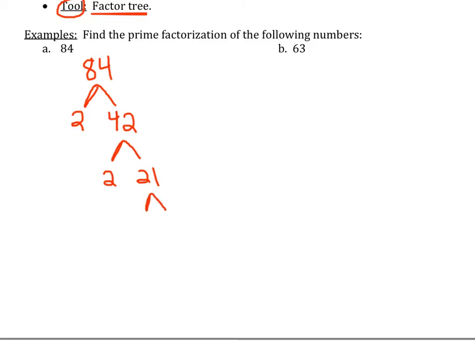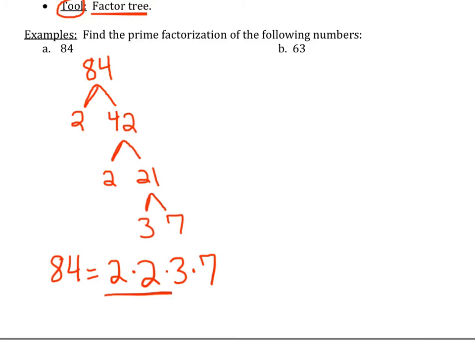Now I'm going to go to 21. Since that's an odd number, 2 does not divide evenly into it, so I'm going to go to my next prime number, which is 3. 3 goes into 21 7 times. Notice 3 and 7 are both prime numbers, so 84 can be written as 2 times 2 times 3 times 7, and this is what I call the prime factorization for 84.